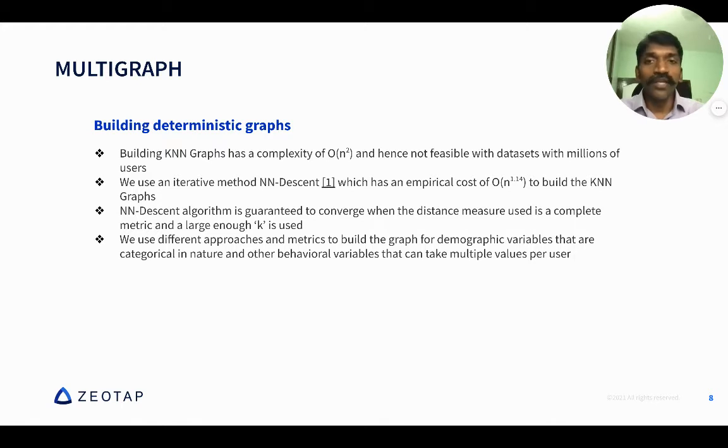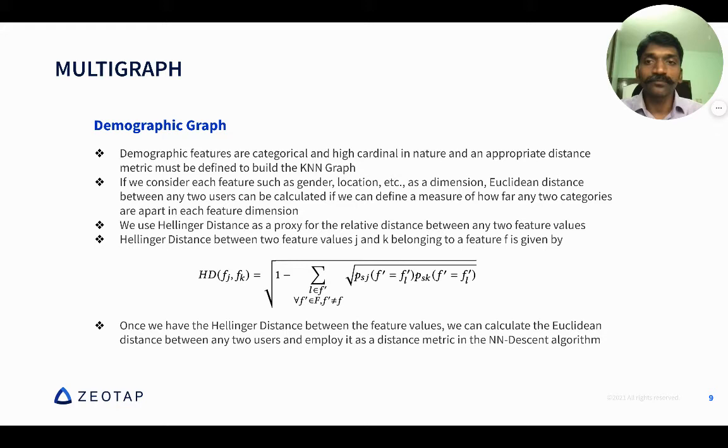Now, coming back to our data, we have demographic features that are mostly categorical and behavioral features that can take multiple values per user. So, we have to use different approaches and metrics to build graphs for these two types of features. Now, in order to build a graph for a demographic feature, we need to define an appropriate metric.